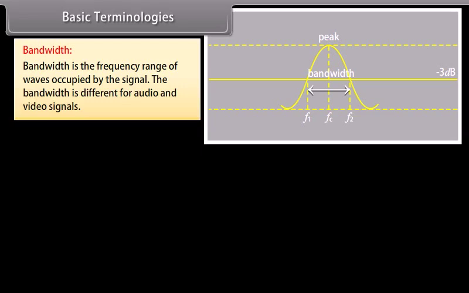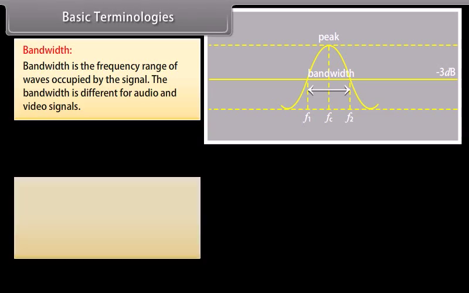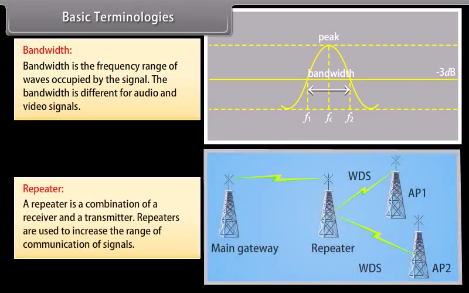Bandwidth. Bandwidth is the frequency range of waves occupied by the signal. The bandwidth is different for audio and video signals. Repeater. A repeater is a combination of receiver and a transmitter. Repeaters are used to increase the range of communication of signals.